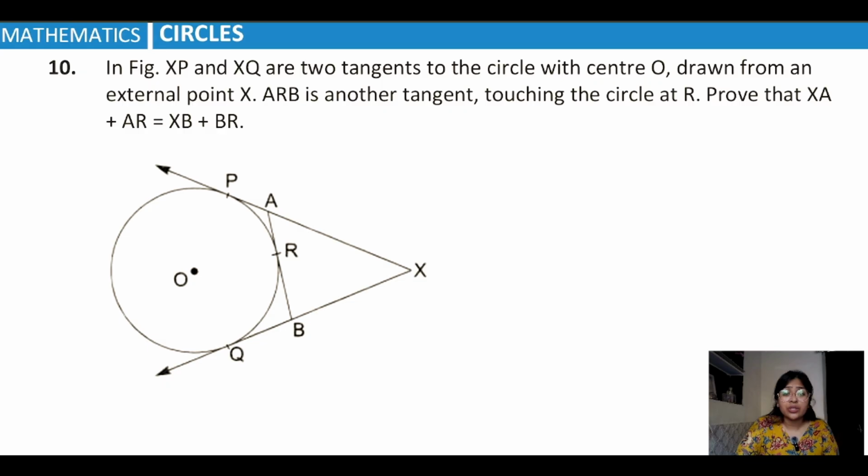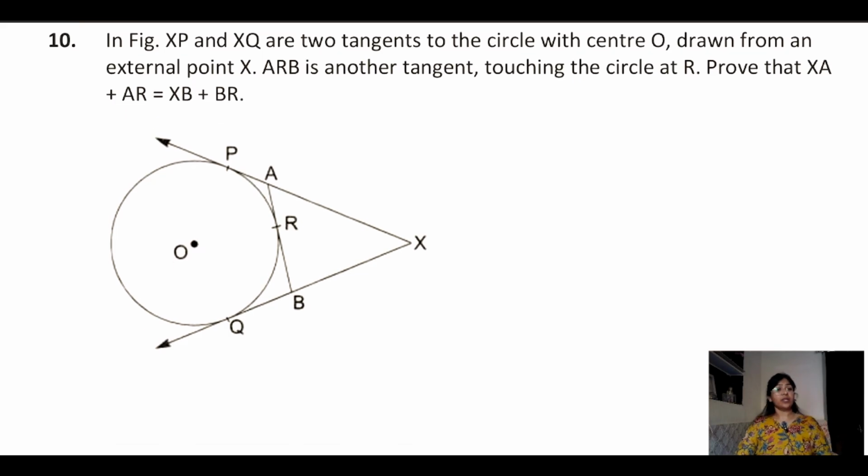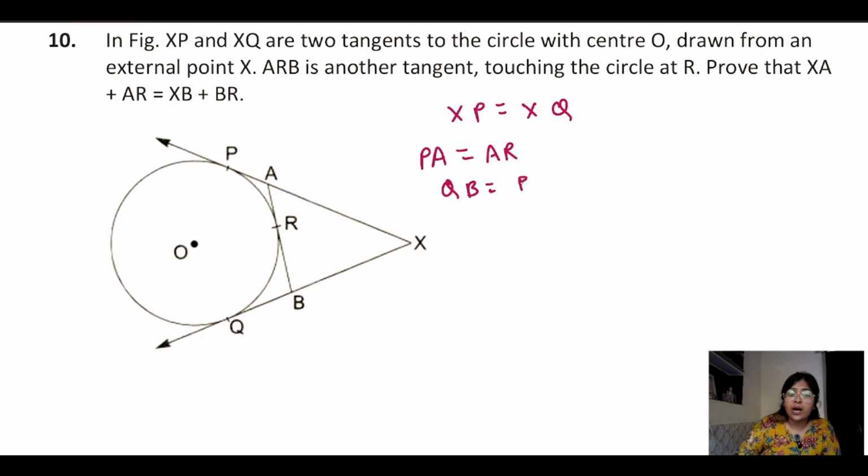This will be the last question. Then we will do the long question type in the next video. Okay, see this. In the figure, XP and XQ are two tangents to the circle with center O. It means XP is equal to XQ, because the lengths of the tangents drawn from an external point are equal. ARP is another tangent touching the circle at point R. It means AP is equal to AR, and similarly QB is equal to RB.